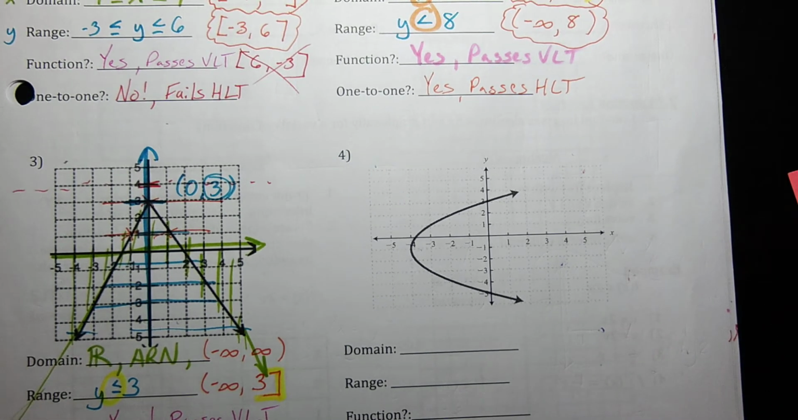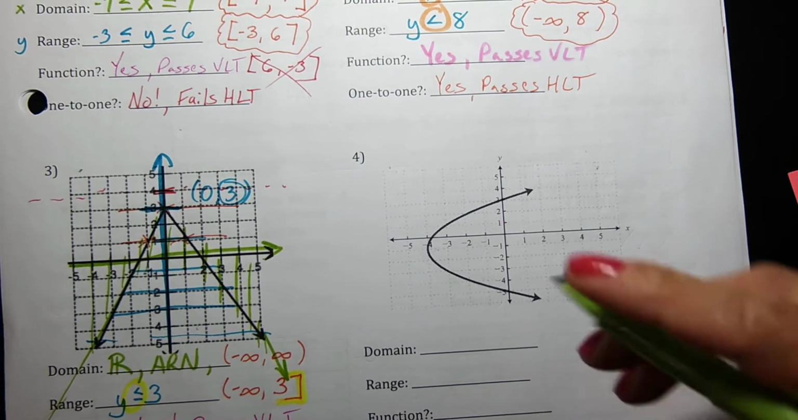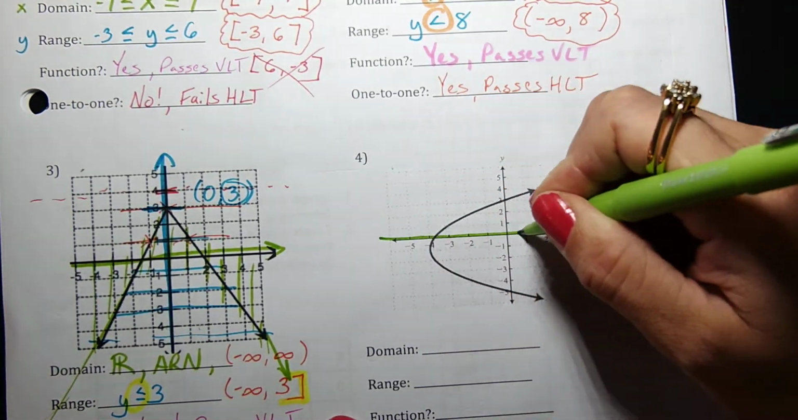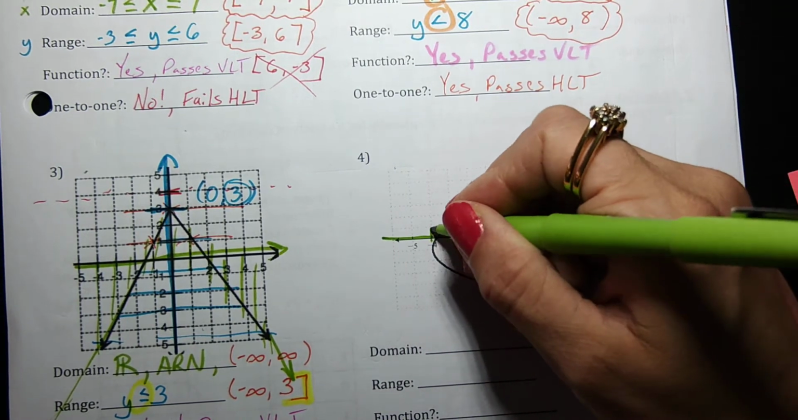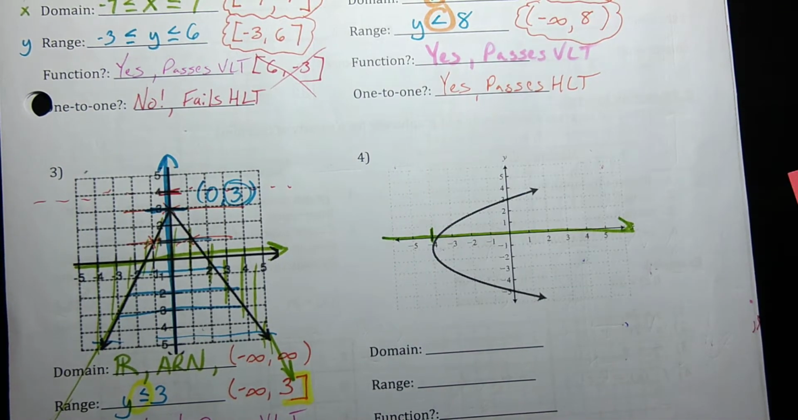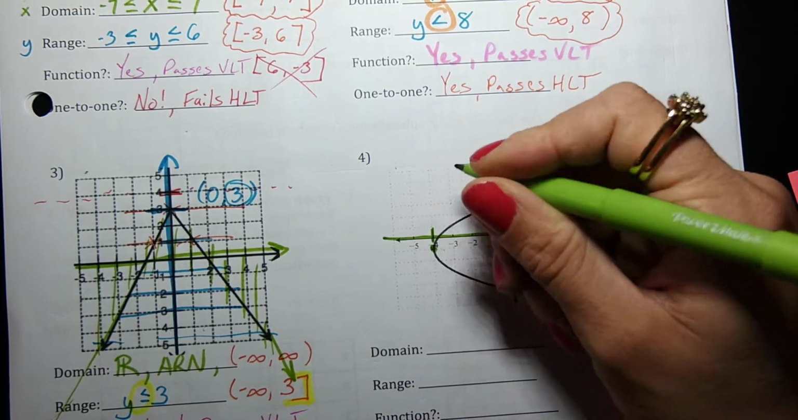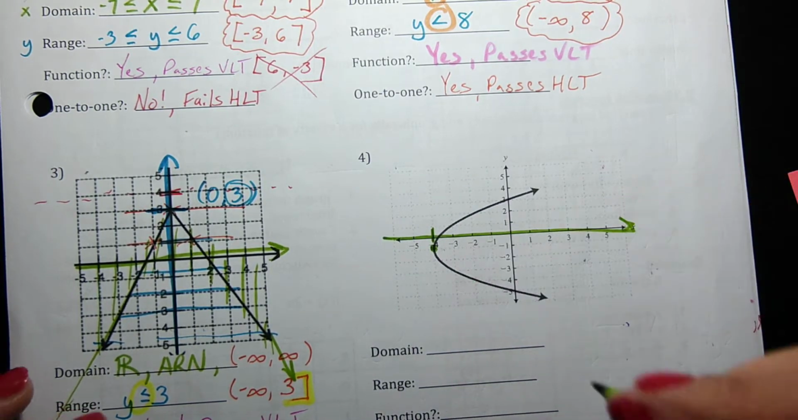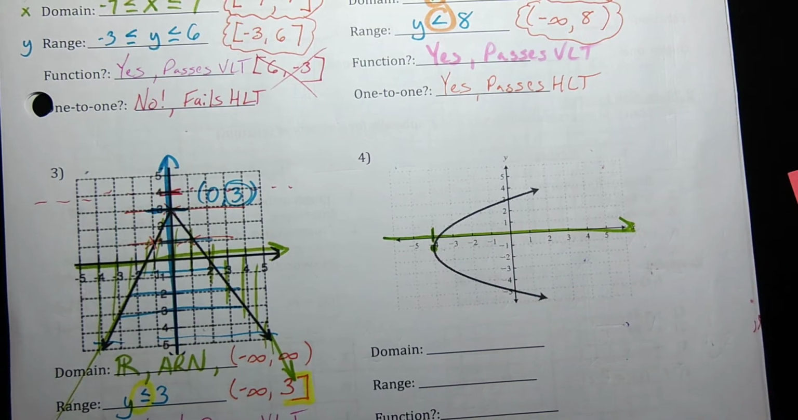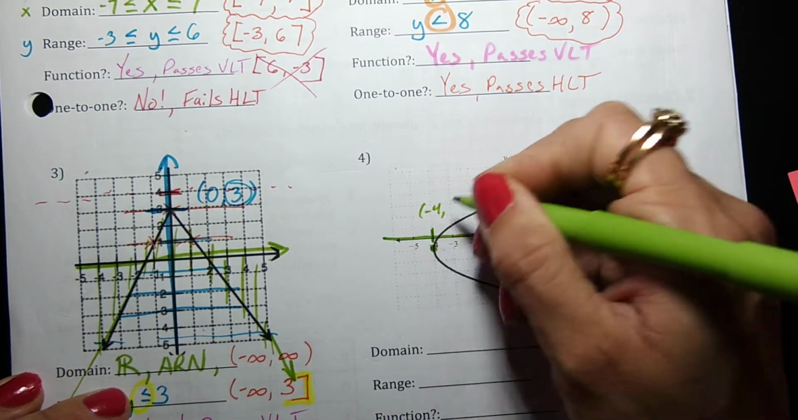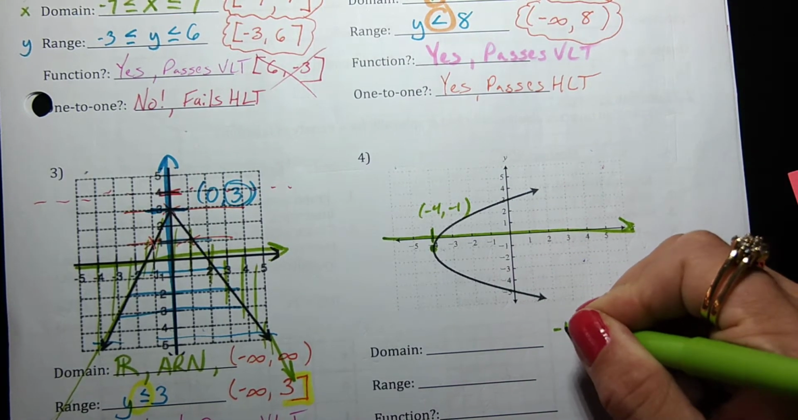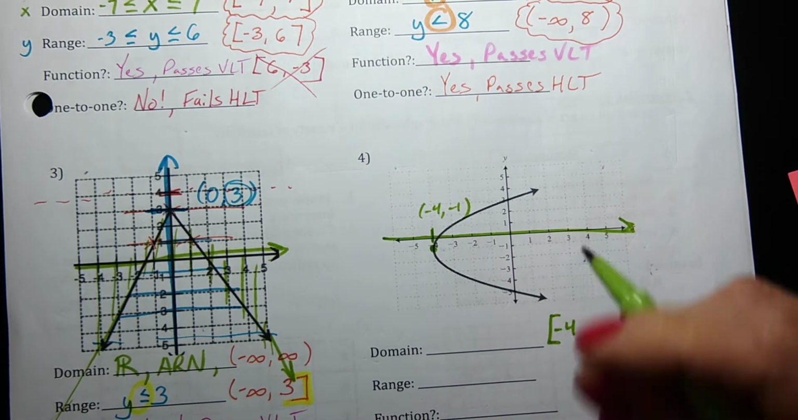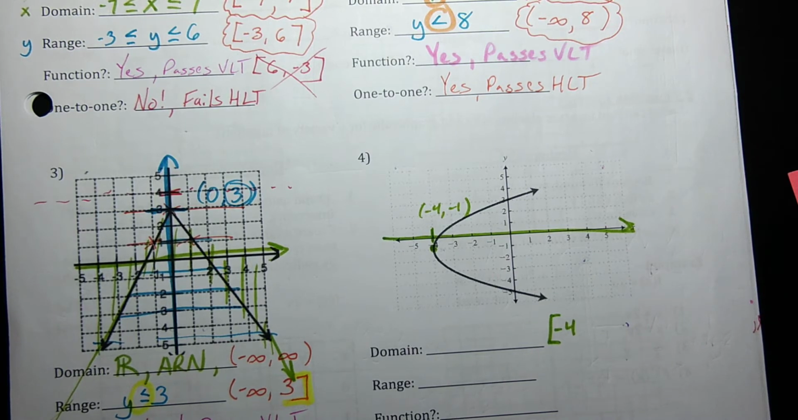All right, folks, let's go ahead and talk about the domain for this one. So from left to right, what is the first x value that we get for this graph? Roughly -4. So that point looks like it's about at -4, -1. So -4, using interval notation, would be the first value that we get. Bracket, because that point exists and it is a closed dot on our graph.